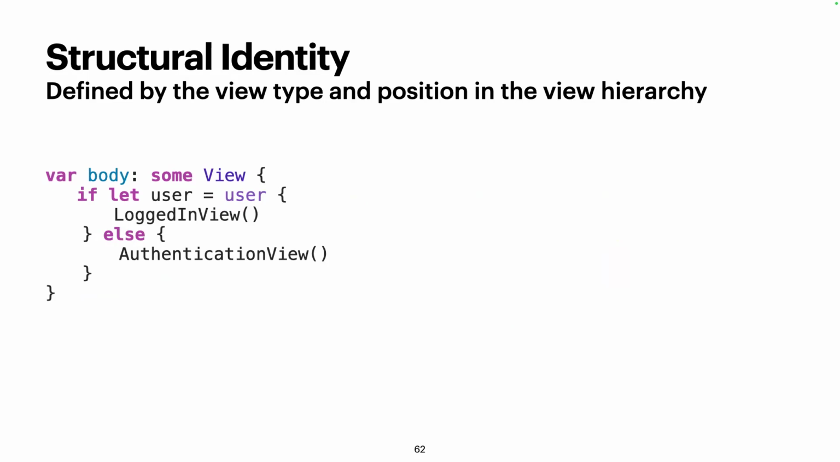We're associating the view with how it's positioned in the view hierarchy. So here we have an example where this user variable is an optional, an optional User struct. And we're using this technique, remember from last lecture, called optional binding to get the value if it has a value, and assign it to this variable user. Then if it does exist, we show this logged in view. Else we show this authentication view. So for example, we want you to log in to the app.